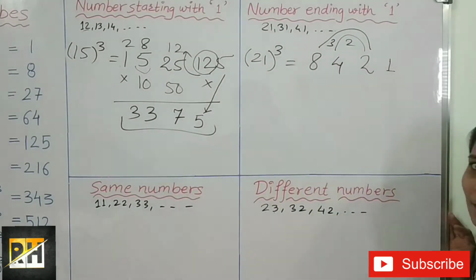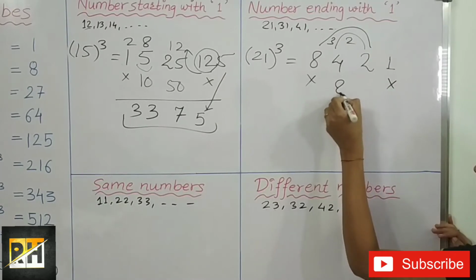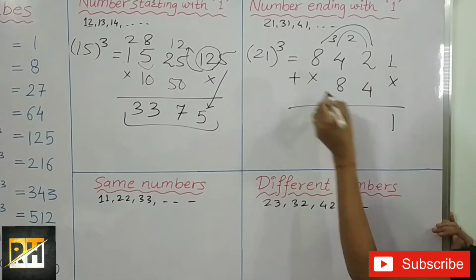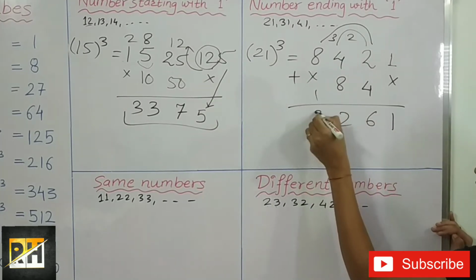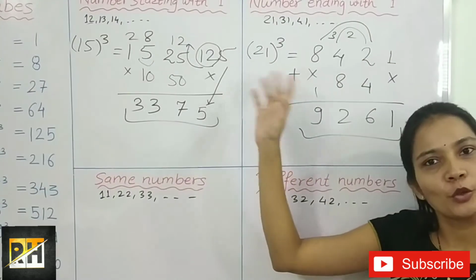And next the same steps. You will avoid these two. You will write the double of this and you will add these two. So this is nothing but the cube of 21.